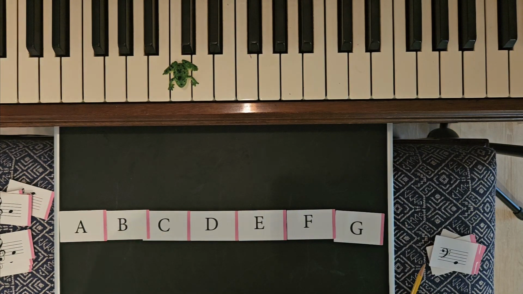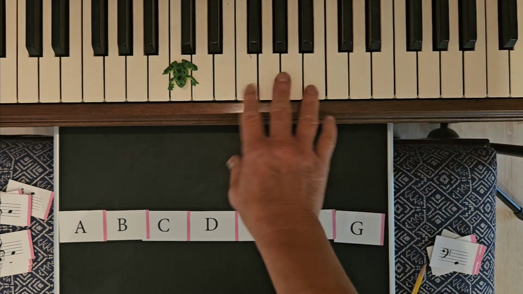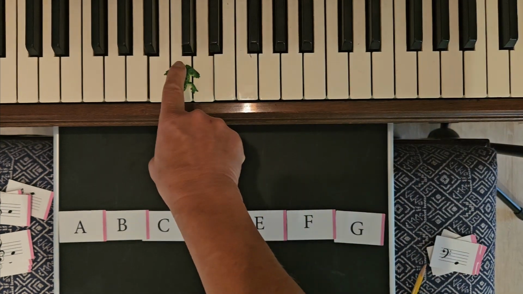Okay, hello. Let's learn our notes in that note names matching game. I got all my cards out and I have them all laid out here in the musical alphabet. I'm starting on A, B, C, D, E, F, G. And also I'm trying to show it to you on my piano here where the frog is.